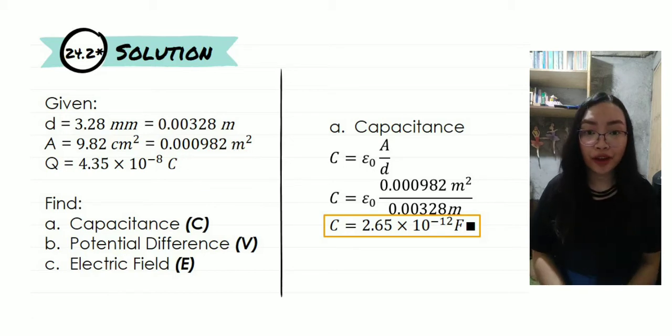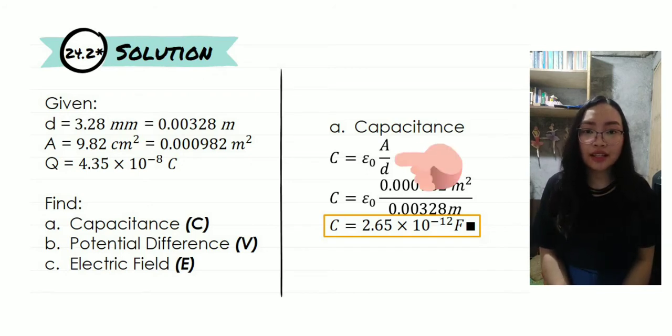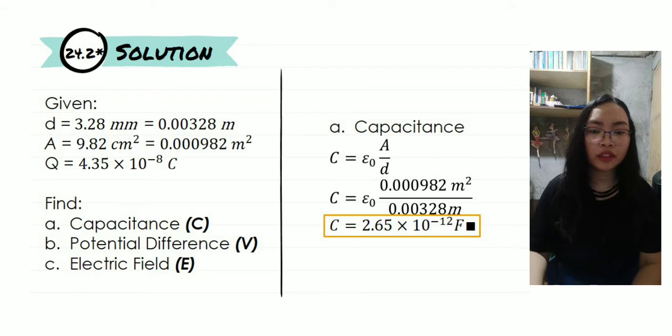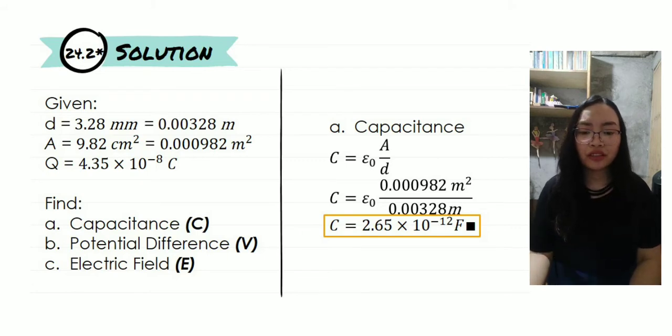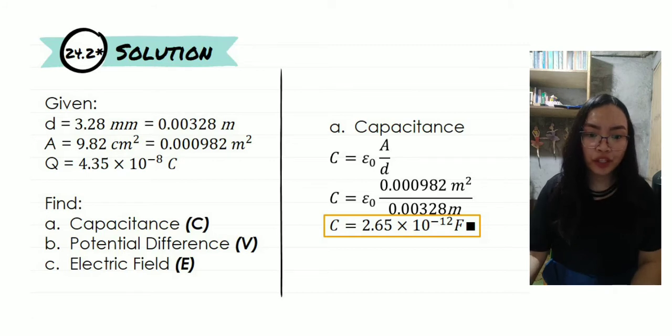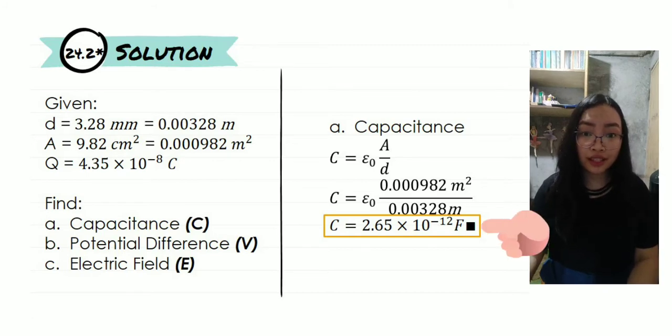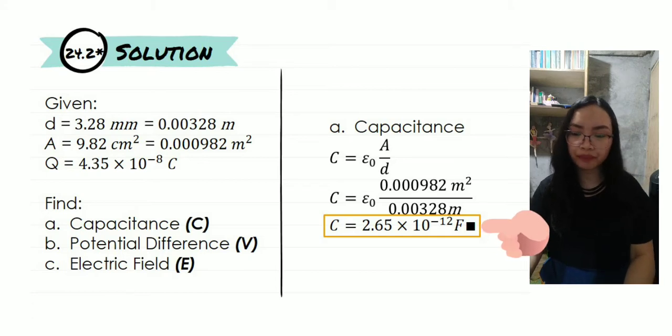We are first asked to find the capacitance. And in order to do this, we need to use the equation C is equal to epsilon naught A over D, wherein A is the area of the capacitors, and D is the distance between the capacitors. So, of course, we know that the epsilon naught is constant, and it has a value of 8.85 times 10 to the negative 12 farad per meter. And once we substitute all the needed values in the equation, we will get the capacitance, which is equal to 2.65 times 10 to the negative 12 farads.